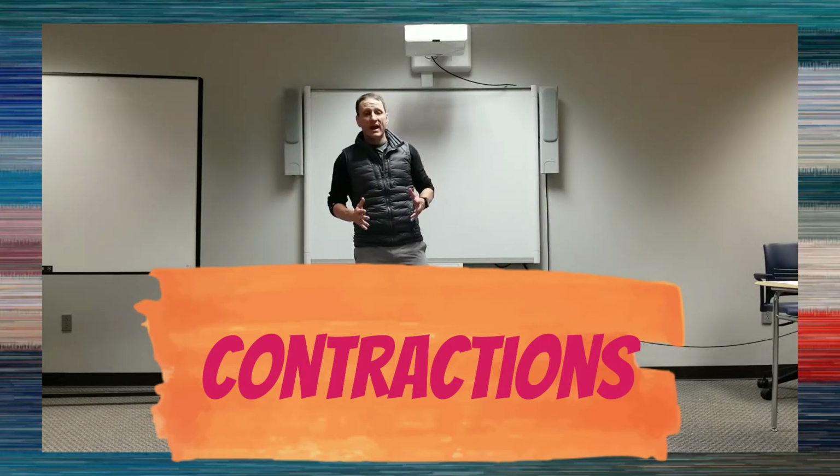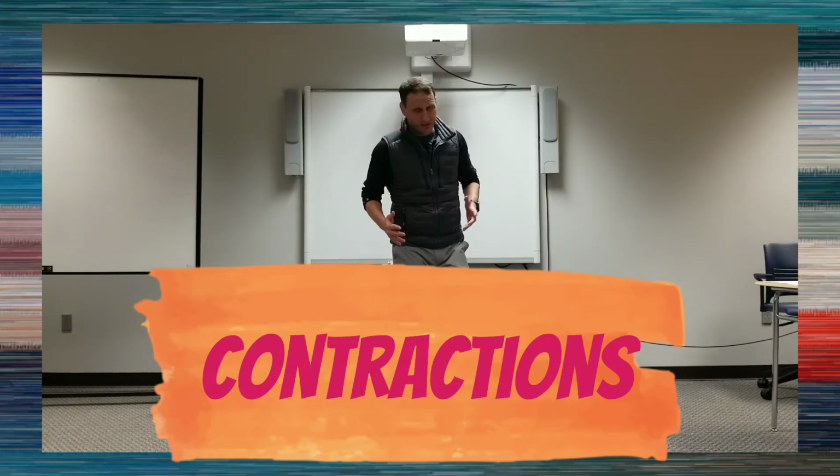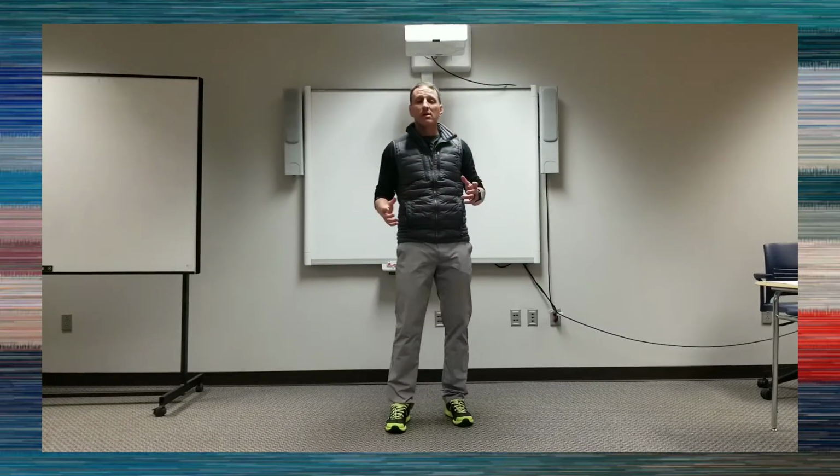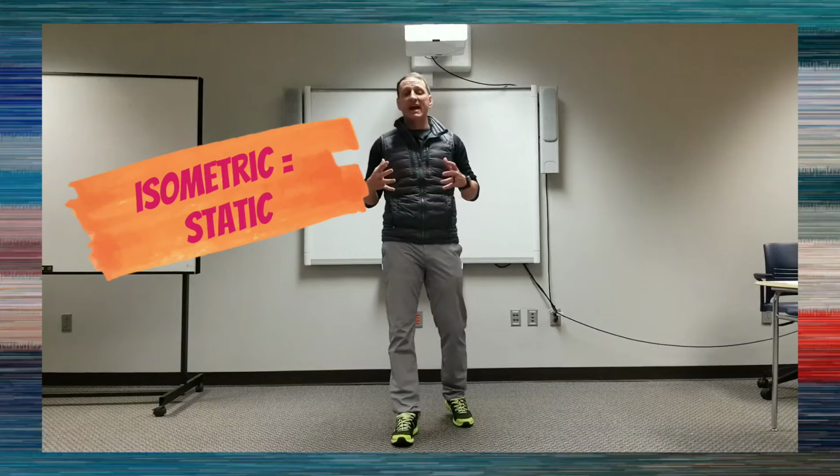All right, so we're talking contractions for your skill analysis. What kind of contractions are happening when we are moving? That's what we're looking for here. We have different kinds of contractions. We have an isometric contraction, which is a static contraction.